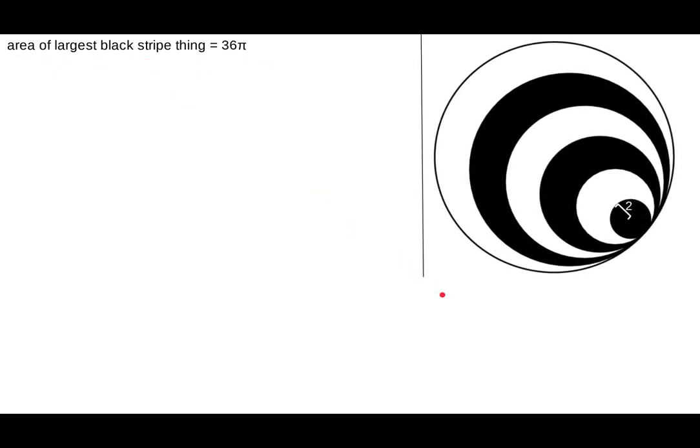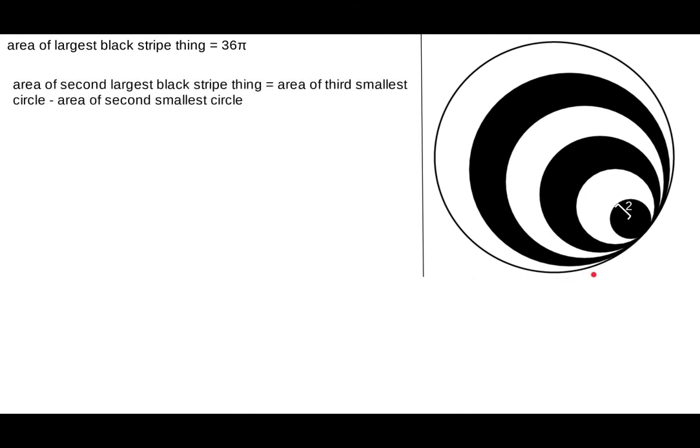I also redrew this diagram for less confusion. The area of the second largest black stripe, that's this one, is equal to the area of the third smallest circle minus the area of the second smallest circle. This is the third smallest circle. This is the second smallest circle. To find the area between those circles, we subtract.